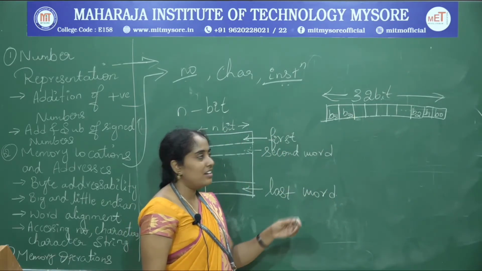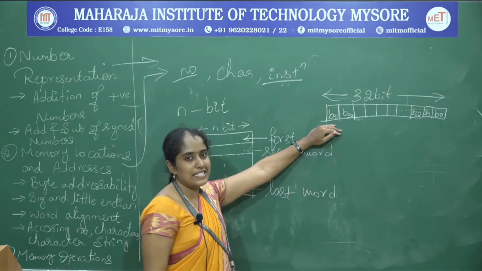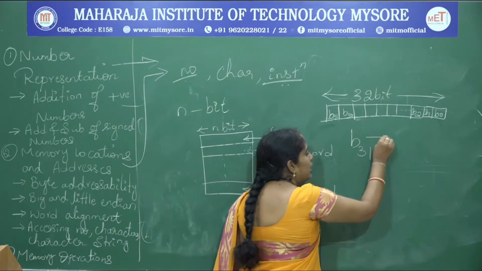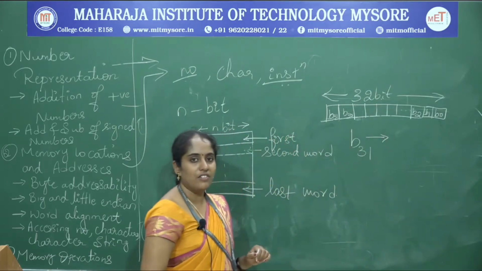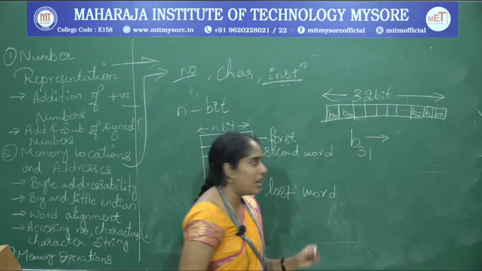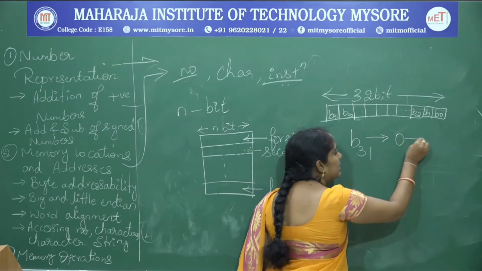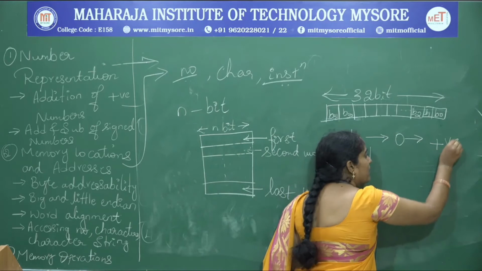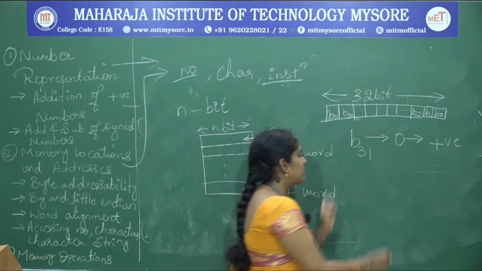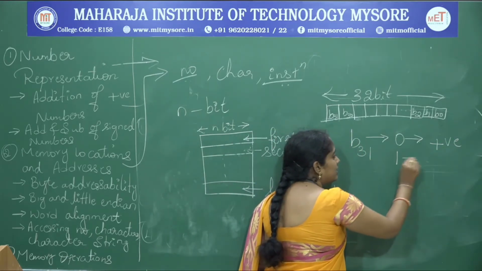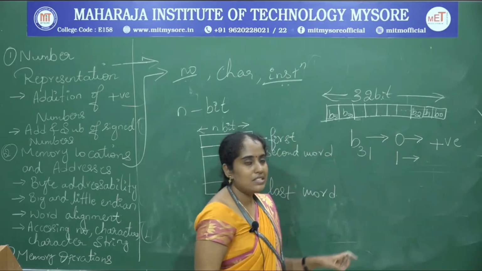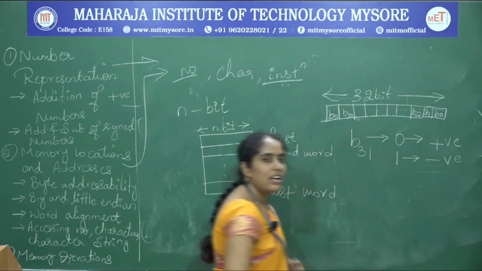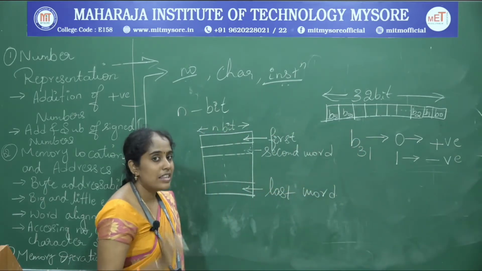The most significant bit, B31, represents the positive or negative number. If B31 contains 0, then it represents a positive number. If B31 contains 1, then the number is negative. This is the representation of a number.